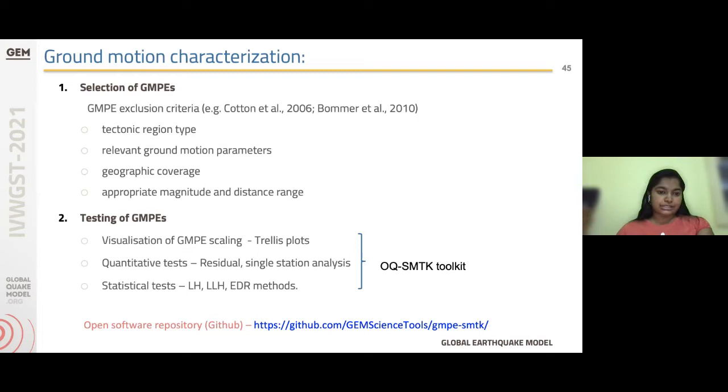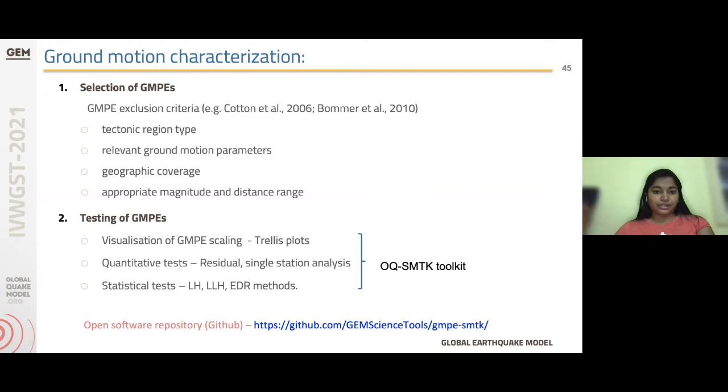So the first major concern is the tectonic region type. You cannot use a GMPE which is developed for a subduction slab in a stable continental region. It should always be compatible: the target region where you want to study the hazard and the host region for which the GMPE has been developed. The second thing is relevant ground motion parameters. Like I was saying, the choice of GMPE also depends upon what kind of engineering parameter you are trying to understand, whether it is PGA, significant duration or Arias intensity. Nowadays we have Fourier models and models for Arias intensity and many such other parameters. So the kind of parameter that we want to study also plays a major role.